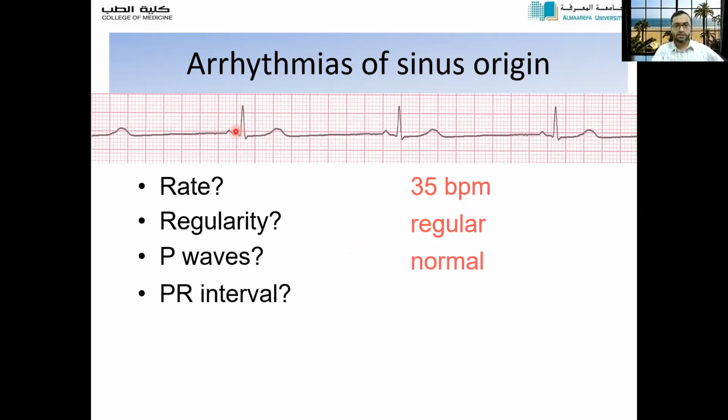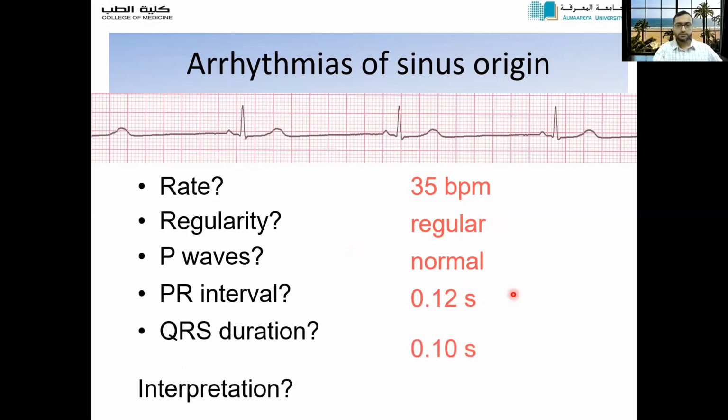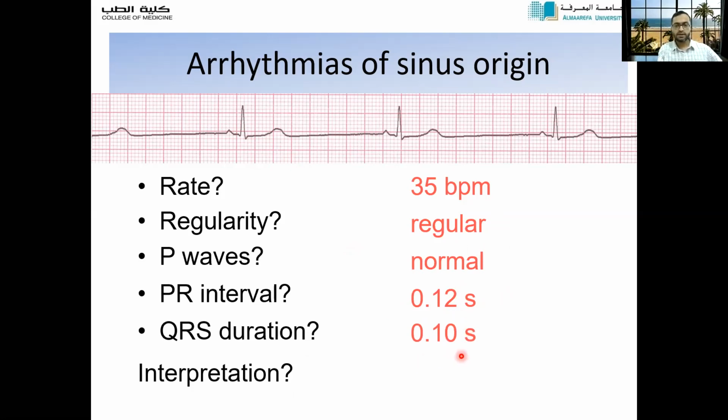Coming to the PR interval, if you count from the beginning of the P to the beginning of the QRS, it's 0.12 seconds. That is 3 small squares, which is normal. We know that the range is 3 to 5 small squares, 0.12 to 0.2 seconds. QRS duration, 0.10 seconds. We know that the normal range is from 0.04 to 0.1 second. This is also within normal range. So now in this, we got the checklist.